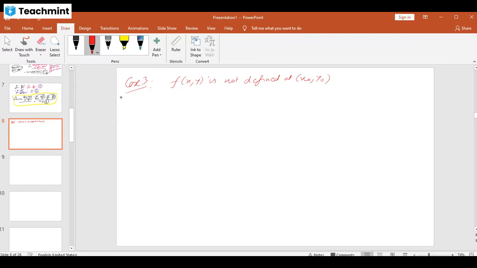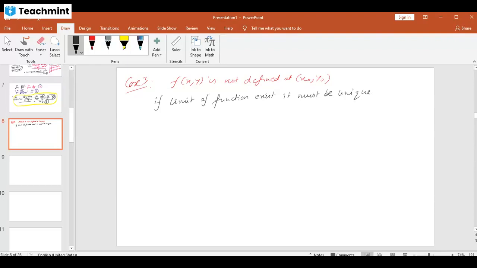But one important thing you need to remember: whenever you are solving a limit problem, if the limit of the function exists, it must be unique. That means if we consider any neighborhood of a point, the value of the limit should always remain the same.